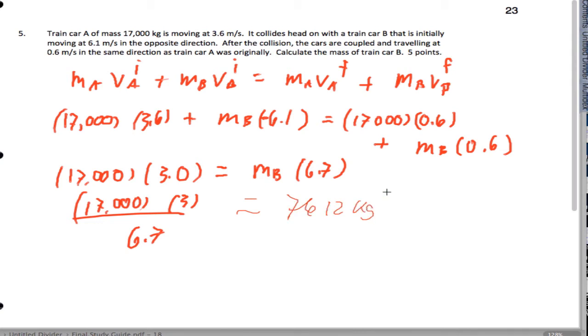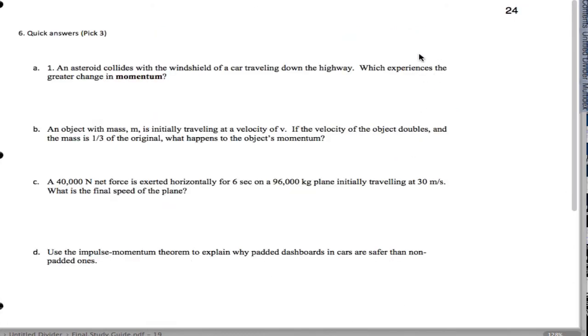All right. And you know what we're going to do? We're going to go ahead and actually finish the exam here. So an asteroid collides with the windshield of a car traveling down the highway, which experiences the greater change in momentum? The same. Why? Because FAB equals FBA by the third law. So that means the impulse is the same, and that means delta P is the same.